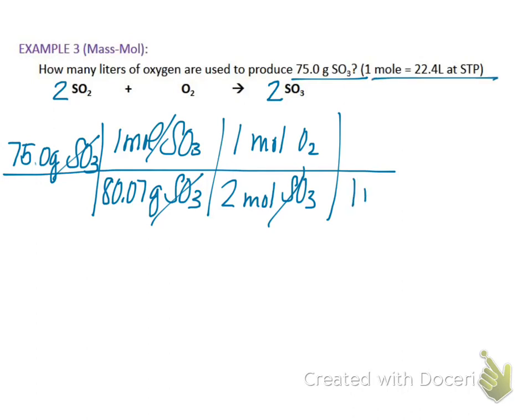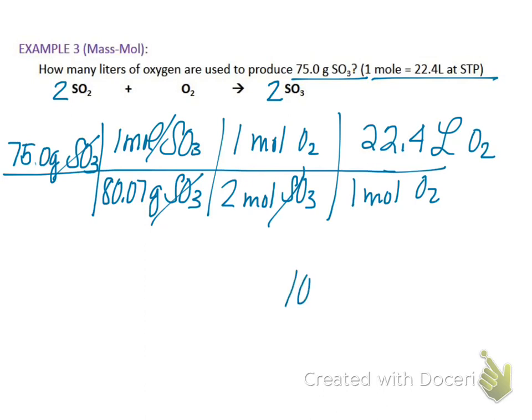So for every 1 mole of oxygen, it's actually 22.4 for any gas. It's 22.4 liters of oxygen. So you use it like you would the molar mass. It's just asking for volume. So now multiply the top and divide by the bottom, and you get what? 10.5, because we needed 3 significant figures.